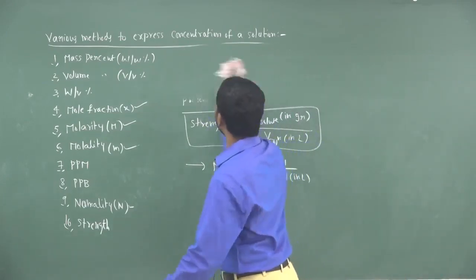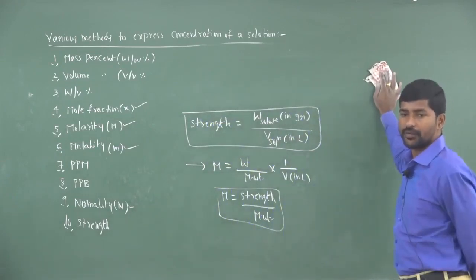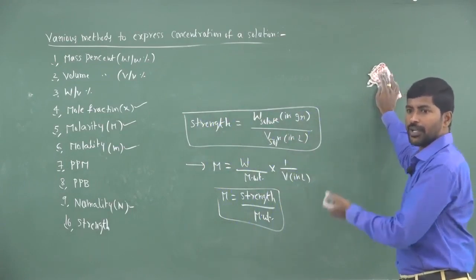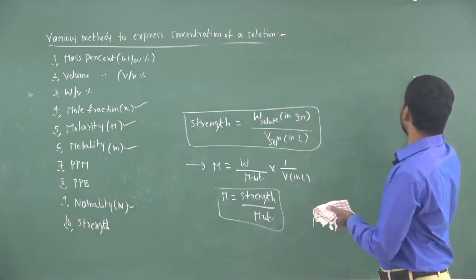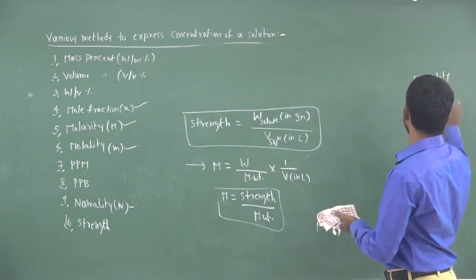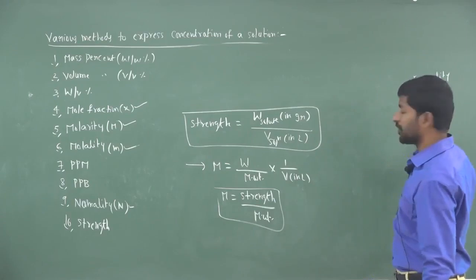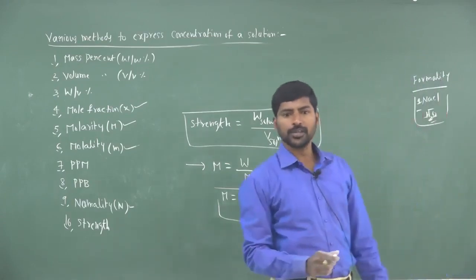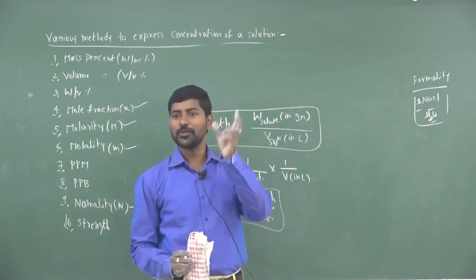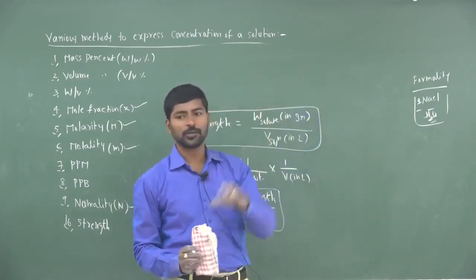One more term is there, formality. We follow formality for ionic solids, or where solute undergoes dissociation. Briefly I am explaining formality. For example, if you add 1 mole of NaCl to water, how many moles of NaCl are present in water? 1 mole of NaCl is not present. 1 mole of Na plus ions and 1 mole of Cl minus ions are present. In such cases we follow formality.